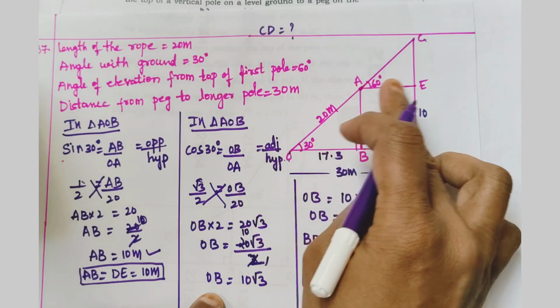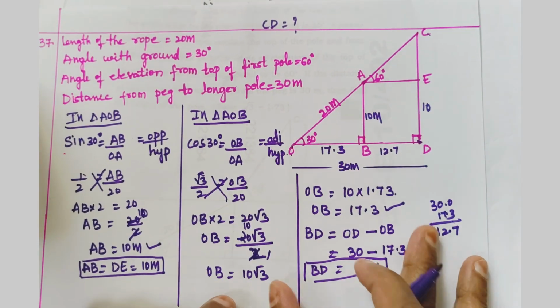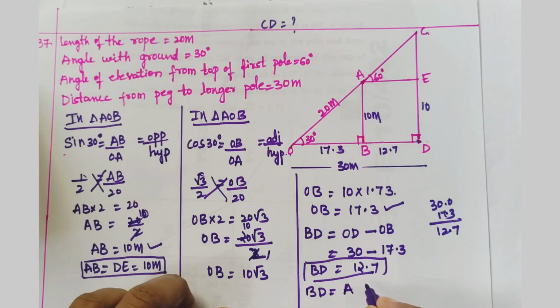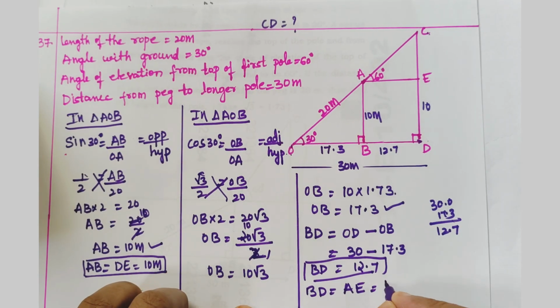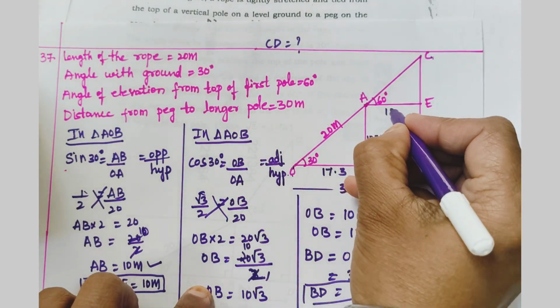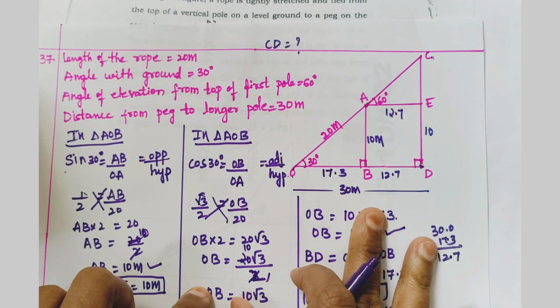BD is equal to AE, both are the same. That concept we will also write: BD is equal to AE is equal to 12.7 meter. So the BD measurement and AE measurement are both the same, 12.7.